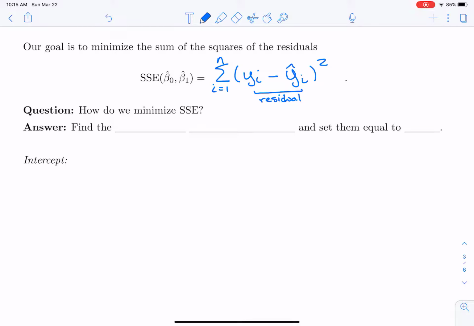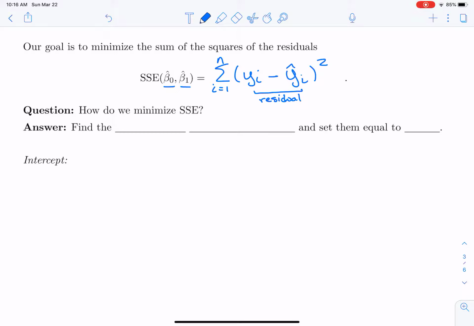Now, how are we going to minimize the sum of the squares of the residuals? Well, you can see that the sum of the squares of the residuals is a function of the two parameters, the intercept and the slope. So it is a function of two variables. And so what we want to do is minimize a function of two variables. And so how do we do that?